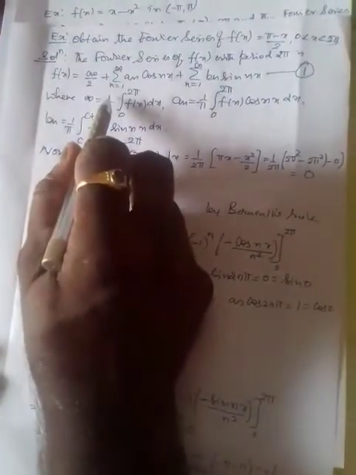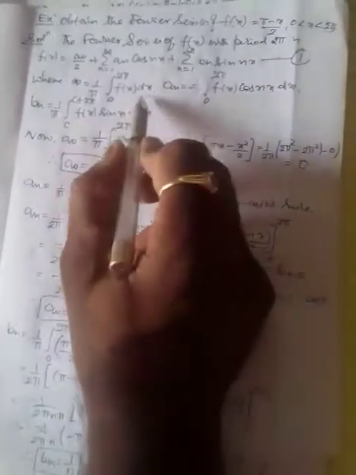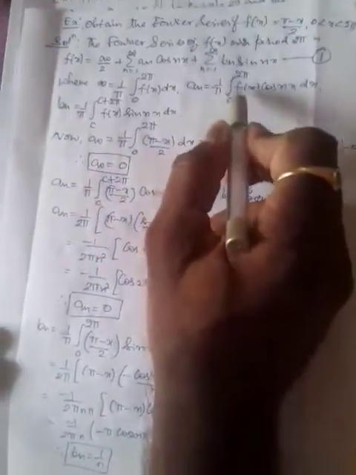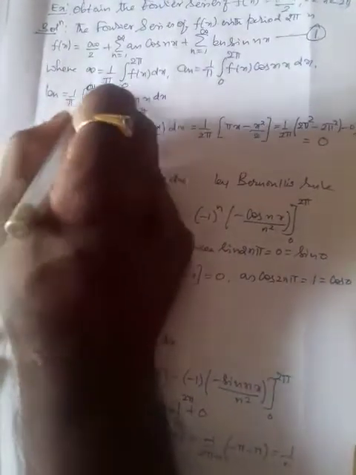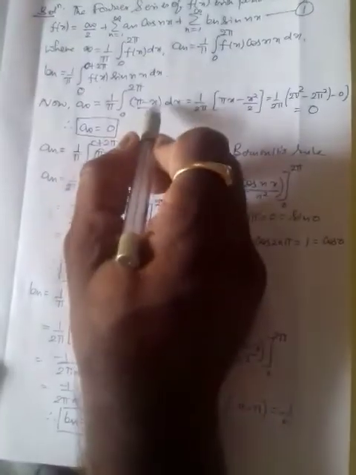Where a naught is given by 1 upon pi, the integration between 0 to 2 pi. How is it 0 to 2 pi? It is already shown here. It is given: f of x dx, and a n is equal to 1 upon pi between 0 to 2 pi f of x cos nx dx, and bn equals 1 upon pi, c to c plus 2 pi, that is 0 to 2 pi, f of x sin nx dx. Where a naught equals 1 upon pi between 0 to 2 pi of pi minus x upon 2 dx. After getting the integration and so on, the result reduces to 0. Therefore a naught is 0.